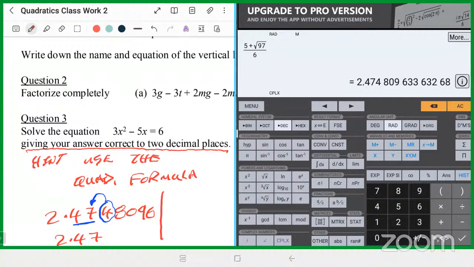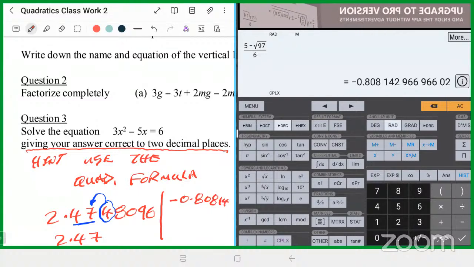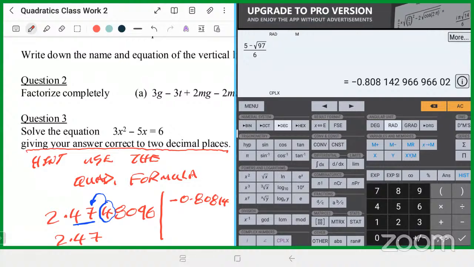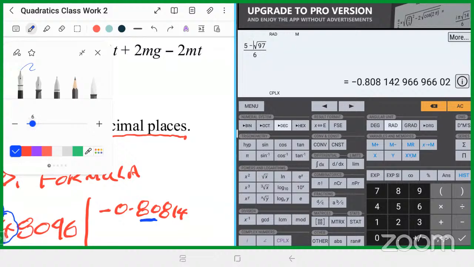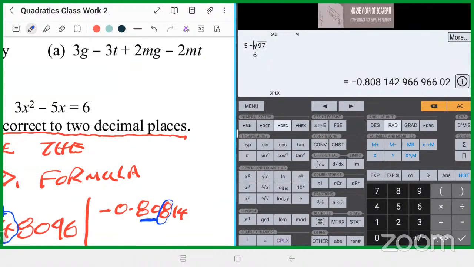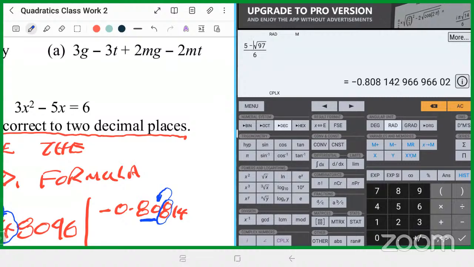Then the other answer with the minus on the calculator is negative 0.80814 and so on. Again, I'm correcting to 2 decimal places. Look at it. These are the 2 decimal places, 2 places after the decimal point. I'm using this 8 right here to correct that 80. So it becomes 81 after the decimal point. The 8 will increase it.